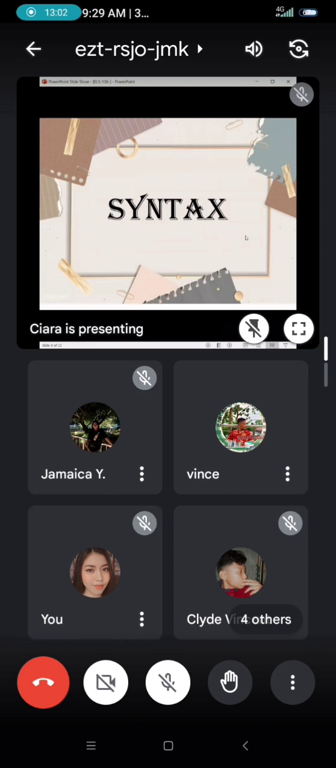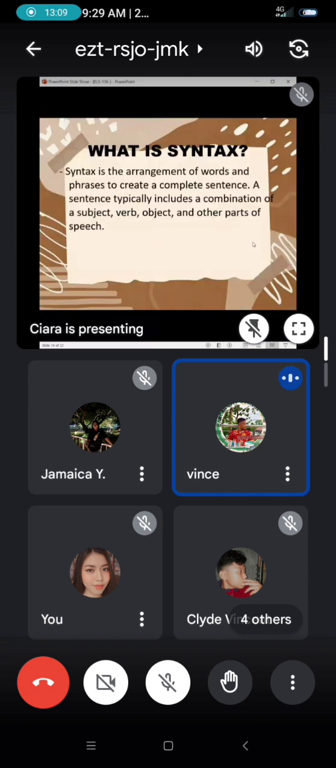The next topic we have is syntax. Syntax is the arrangement of words and phrases to create a complete sentence. A sentence typically includes a combination of subject, verb, and other parts of speech. For example, my explanation about this is all about syntax. It has an arrangement of words to create a sentence.